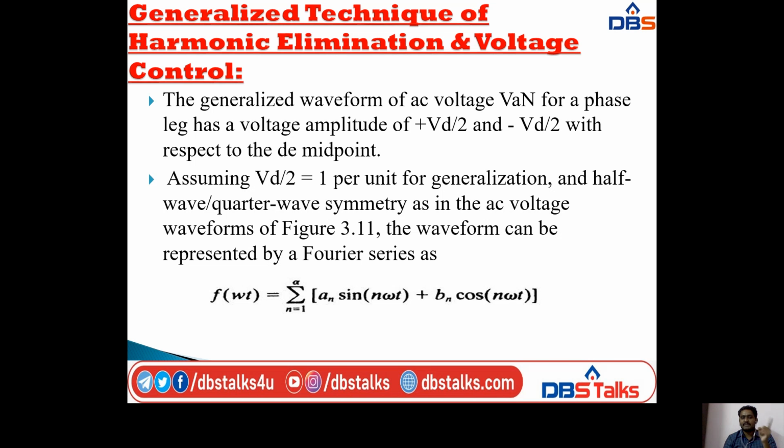Okay, so the waveform can be represented by a Fourier series, so I already discussed this one. By using Fourier series we will discuss the functionality of any harmonic order, that is f of omega t is equal to sigma n equal to 1 to infinity of an sin of n omega t plus bn cos of n omega t. This is the equation representing the waveform of pulse width modulation.